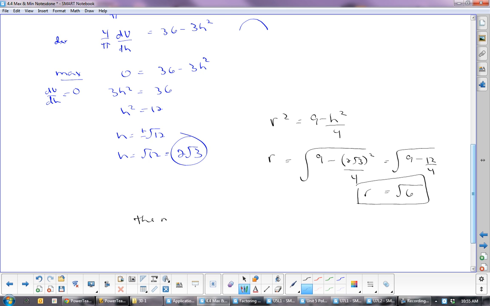So the max volume occurs when h equals 2 root 3, I guess that would be meters, right? Yep. And r equals root 6 meters.